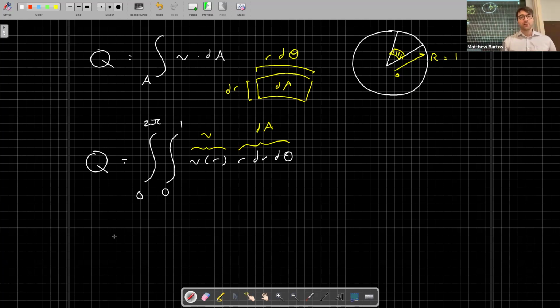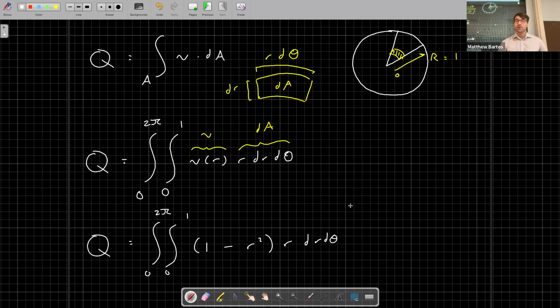All right, so we can go ahead and just plug in our expression for v(r). We're integrating 0 to 2 pi, 0 to 1. In our expression for v(r), we have a nice functional form for that velocity distribution. That's 1 minus r squared times r times dr times d theta. And if you evaluate this integral with these limits of integration, you should get a value of about pi over 2 cubic meters per second.